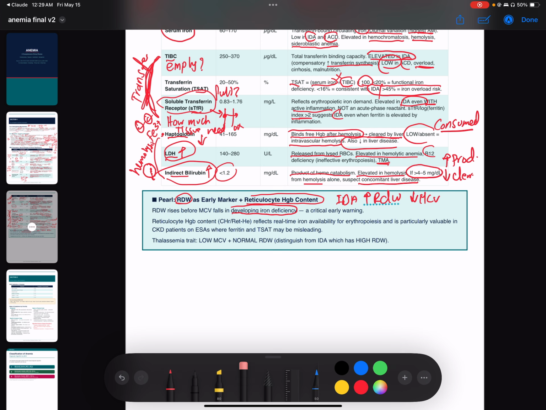The reticulocyte hemoglobin content reflects real-time iron availability for erythropoiesis, and it can be helpful in patients who have functional iron deficiency, like patients with CKD. In those patients, usually the ferritin and TSAT can be misleading because of the ongoing inflammation of the CKD. So you want to know how much iron is really available for erythropoiesis, so you do the reticulocyte hemoglobin content.